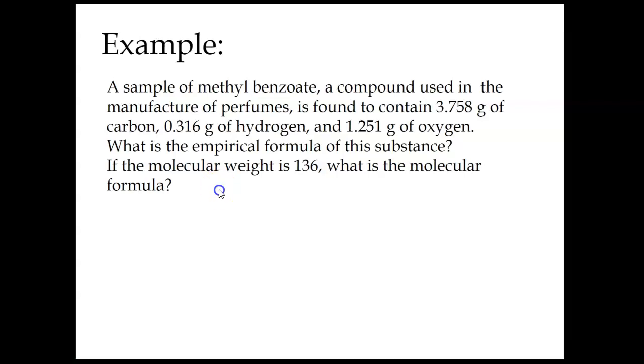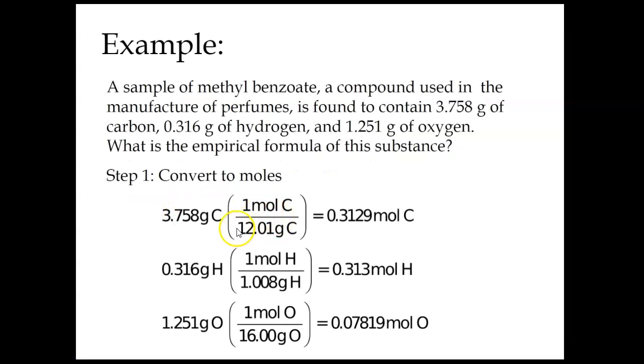Grams to moles with carbon. So here's my carbon, here's my hydrogen, here's my oxygen. I list the grams down, and I'm just going to convert to moles, just like we did before. We're going by gram formula mass. So for every 1 mole of carbon, there are 12.01 grams of carbon, or 12 grams. So it's actually 3.758 divided by 12, which gives you roughly 3.13 moles of carbon.